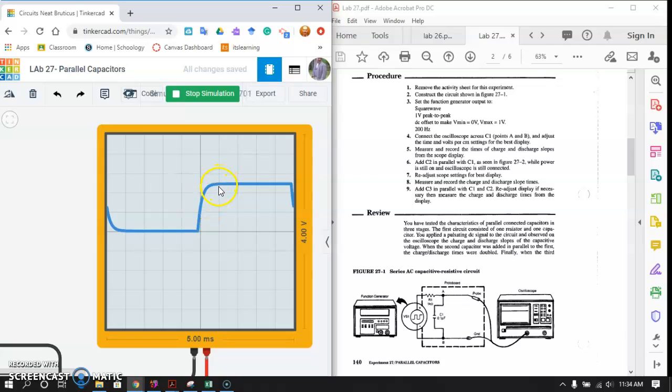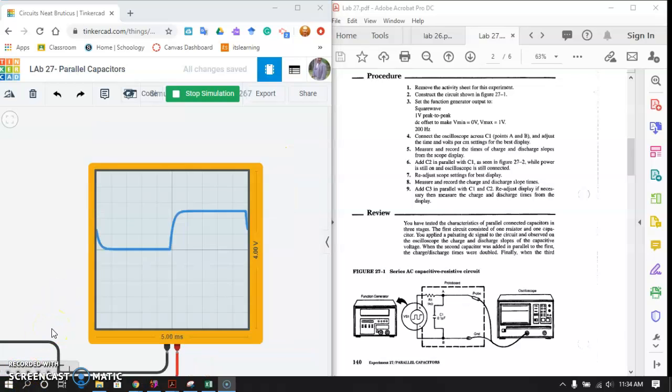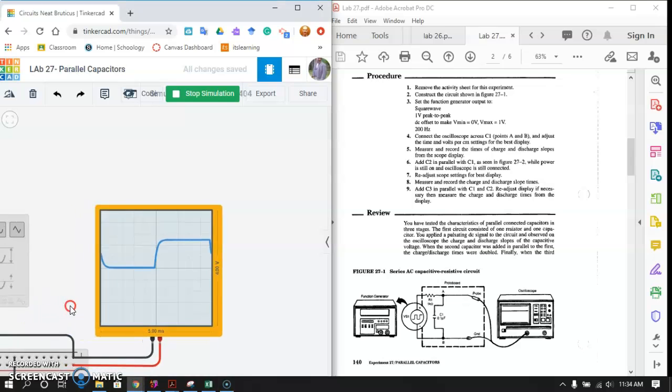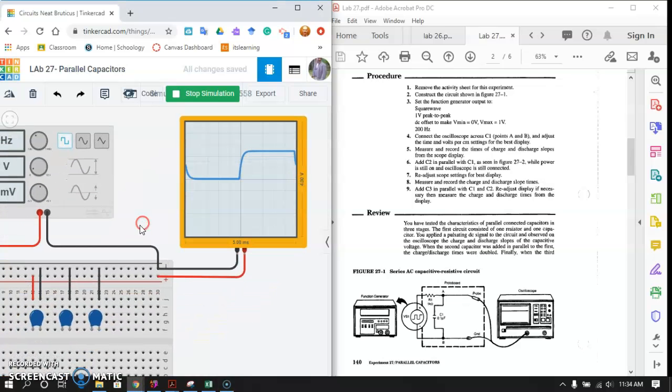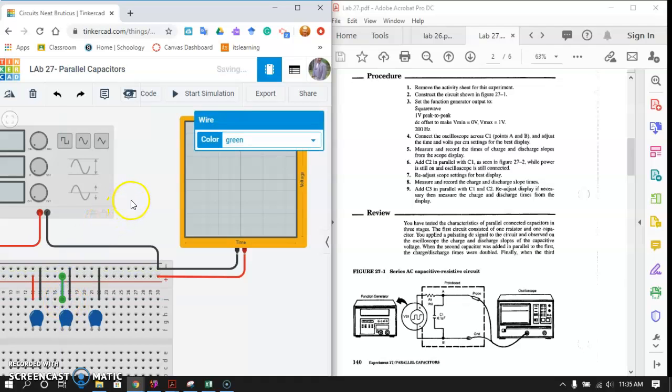We'll divide your 0.5 by 5, and you know that the time constant in this case is 0.1 milliseconds for a charge and discharge. Now, based off what we've seen in our previous labs, we know that in parallel we should see an additive effect when we add another capacitor in parallel. So let's stop our simulation and go ahead and add a wire in here. This is our second capacitor adding in parallel.